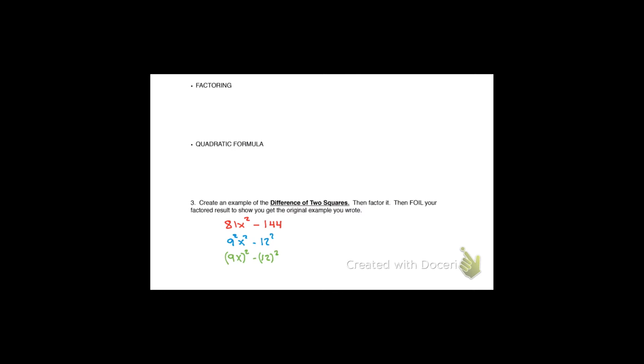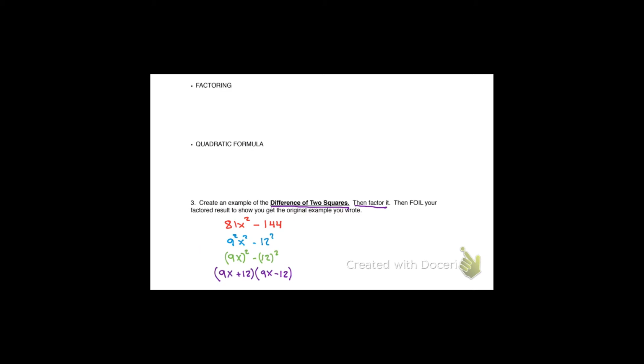Okay, so still have a difference of two squares, and we're going to just rewrite this, put our answer down. So this is going to be 9x plus 12 times 9x minus 12. Okay, difference of two squares, you're always going to have one plus, one minus. Okay. So we created our example of the difference of two squares, and then we factored it. So this was all factoring.